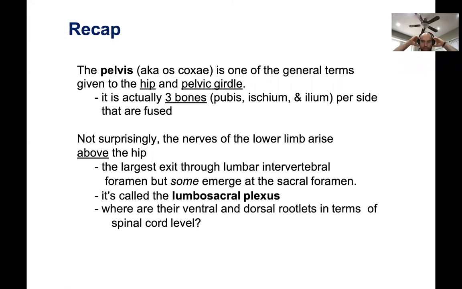Nope. Sneeze went away. So they exit through the intervertebral foramen from the lumbar spine as well as the sacral foramen. Don't worry about that too much because I'd have to show you the last lecture, but just remember the foramen. Now, the nerves that innervate the legs all originate from what we call the lumbosacral plexus. And yeah, don't worry about this last question.